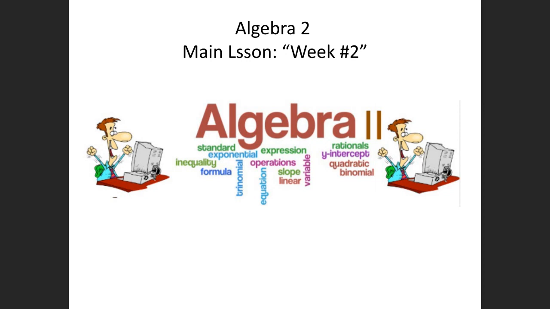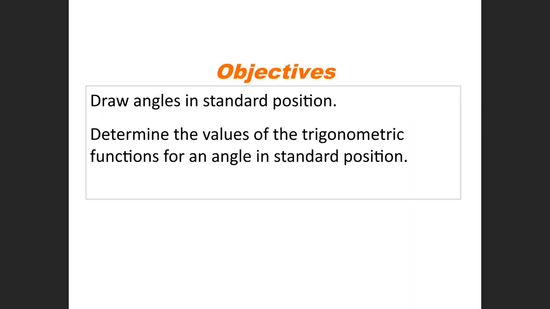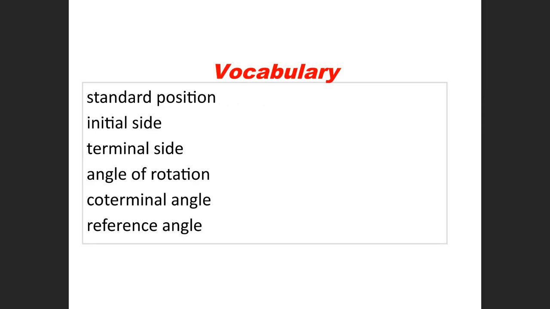Be prepared. All right. This week we're going to be drawing angles in standard position. We're going to determine the values of trigonometric functions for an angle in standard position. So you're going to be dealing with sine, cosine, tangent, those kinds of things. Standard vocabulary this week: standard position, initial side, terminal side, angle of rotation, coterminal angle, reference angle. Whew, lots of angles.